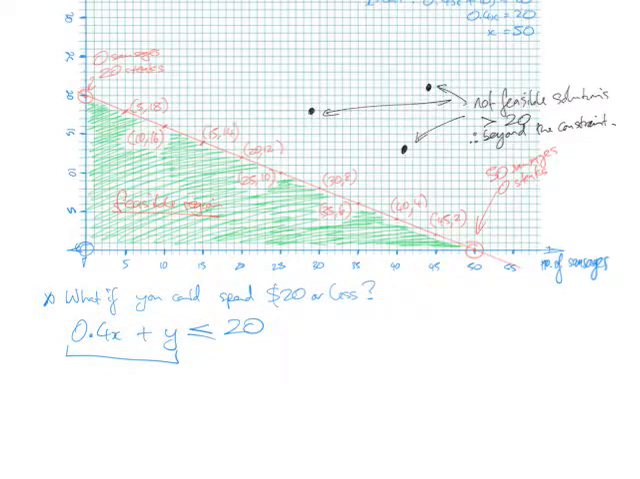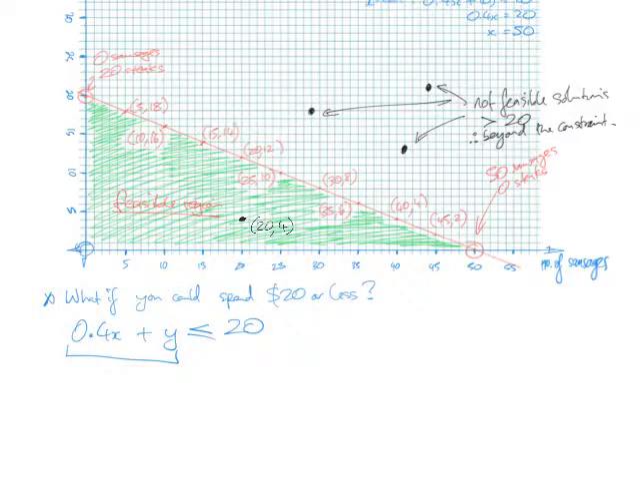Any of these other solutions, so for this one, for example, 41 sausages and 13 steaks, that would be too expensive. However, everything underneath the line in the feasible region would be less than $20, so it's a possible solution. It's just not spending the whole amount. So this would be 20 sausages and 4 steaks.